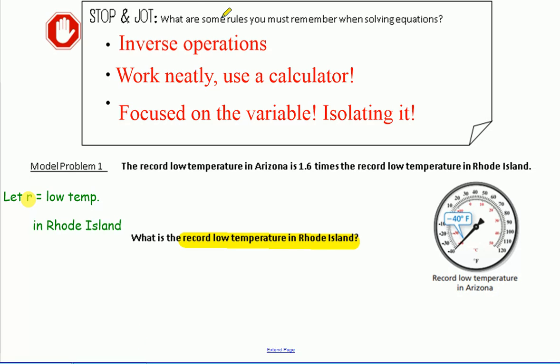Okay, so now I'm going to reread my word problem one more time. The record low temperature in Arizona. All right, and that I happen to have because it's right over here. So the record low temperature in Arizona is negative 40 degrees. Okay. Is. Now, is a clue word for a very little but very important symbol, and that is equals. It's a terrible equals. I'll try to erase it. I'll do it again. Equals.